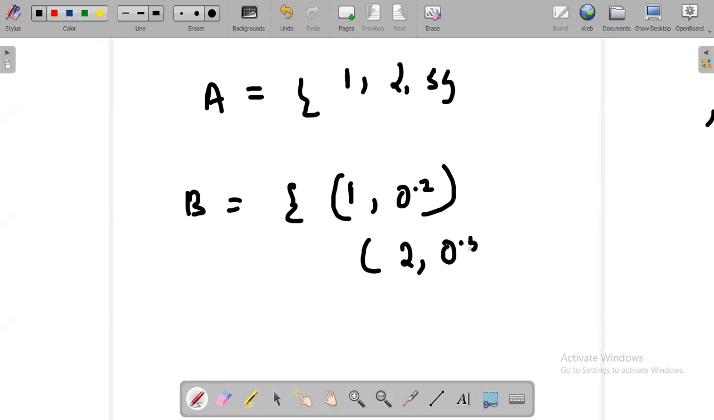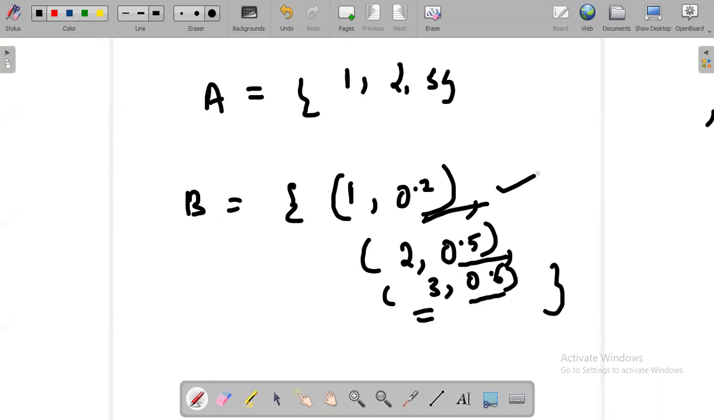Similarly, I'll write one more element: 2, it is 0.5, comma. Here also I have to mention the comma. Now, the same, I'll mention 3 as 0.6. Close the set. So what we understood from here is that the general meaning is that the element 3 has membership value 0.6. And how are we going to calculate this 0.6 value? Using the membership function. For any fuzzy set, the 0.5 and the 0.2 values will be obtained from your membership function.